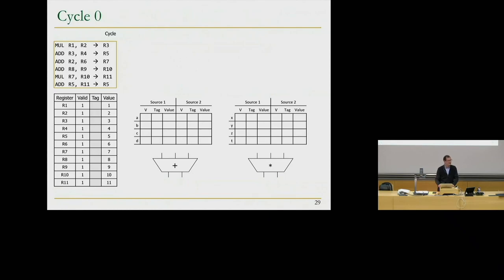Okay, let's start with cycle 0. This is cycle 0. Nothing has happened yet. That's easy. Cycle 1, we fetch the first instruction. Nothing really interesting happens, because something interesting happens when we decode that instruction, right? So let's take a look at how we decode that instruction.